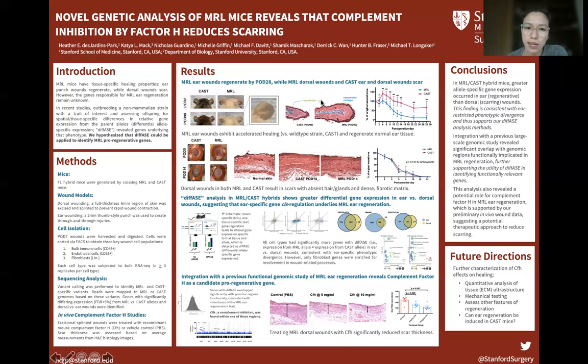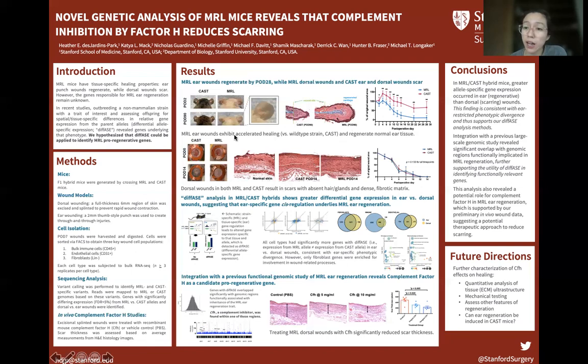So again, as I sort of highlighted, these MRL mice have this really unique phenomenon of regenerating ear wounds. And we can actually see histologically as well as grossly that they are truly regenerating key tissue types such as cartilage and normal appearing dermis, in contrast to these cast ear wounds. And cast is just the wild type strain that we're using for comparison in this study.